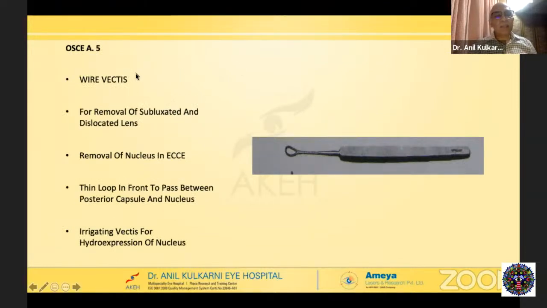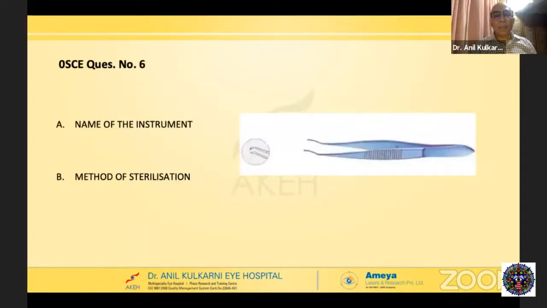This is a wire vectis usually used for removal of subluxated and dislocated lens. It is used for removal of nucleus in ECCE. This is a thin loop which is necessary to pass between the posterior capsule and the nucleus when you want to take out the nucleus by depressing on the posterior lip of the wound. An irrigating vectis is usually used for what is called hydroexpression of the nucleus. Most of the time we do what is called viscoexpression, but even this is a very good method of removing the nucleus in an ECCE case or SICS. Question number 6.